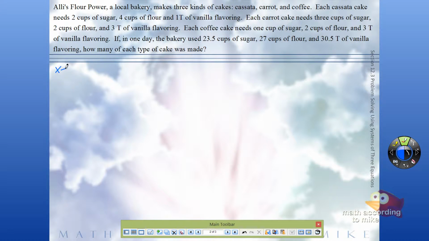So x will be the number of casata cakes. Y would be the number of carrot cakes. Z would be the number of coffee cakes.